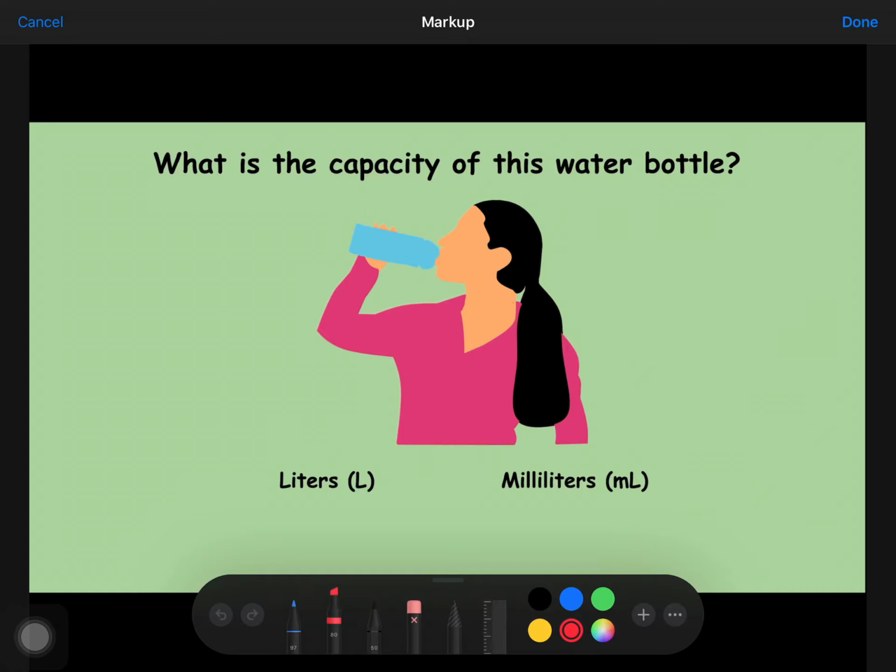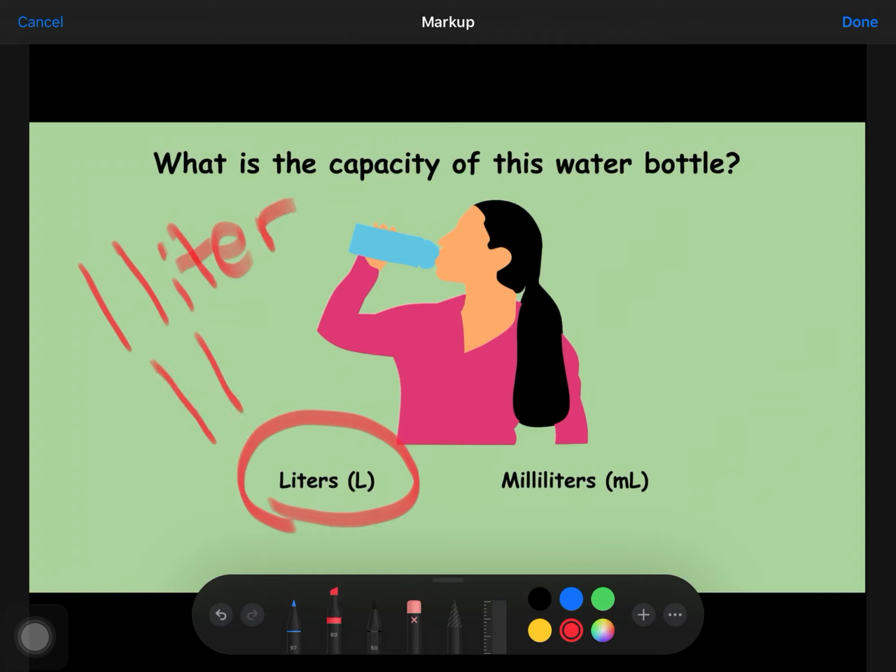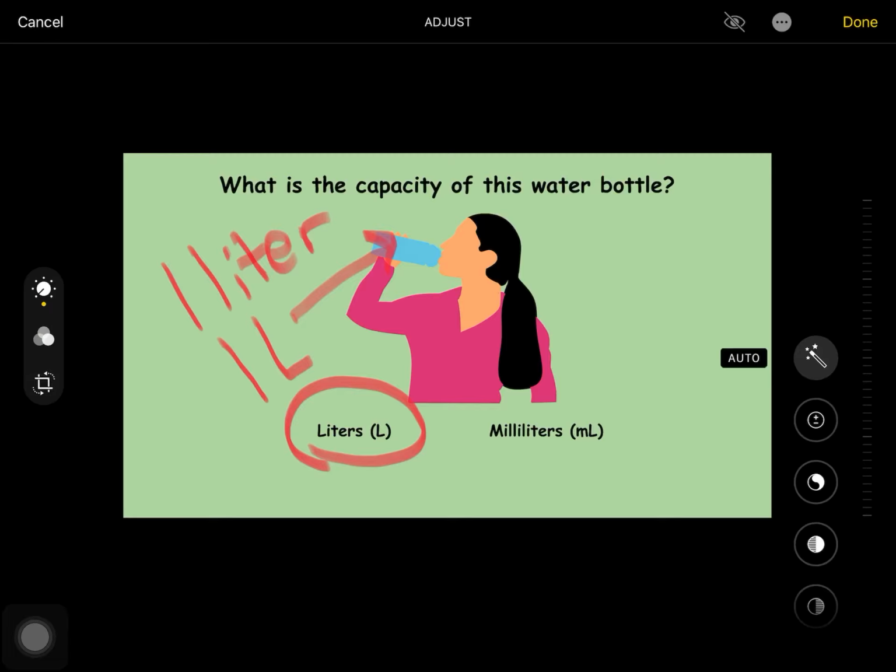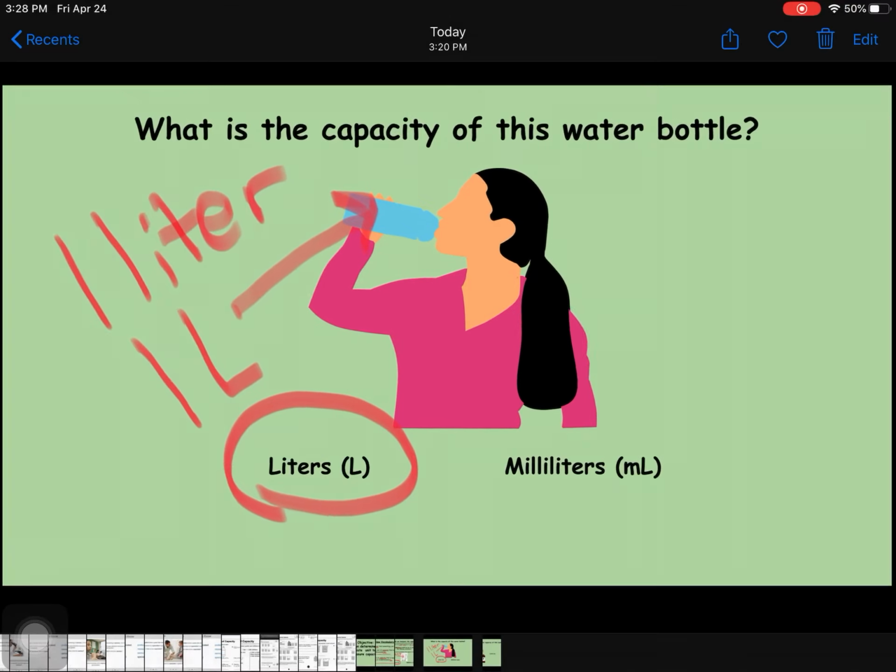So what do you think? Is it going to be liters or milliliters? Think about your answer. Liters. This water bottle holds, the capacity of this water bottle is about 1 liter. We would abbreviate it 1 with a capital L. Sometimes on the side of a water bottle, it will tell you how much it will hold, or what the capacity is.